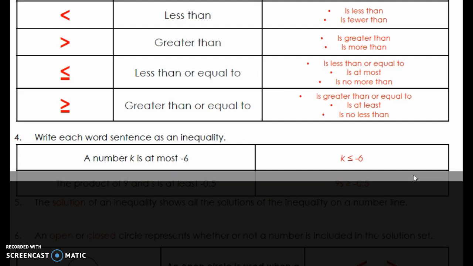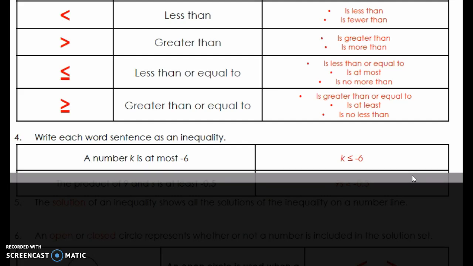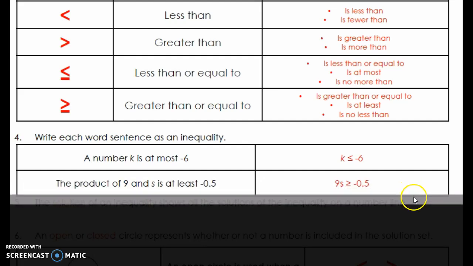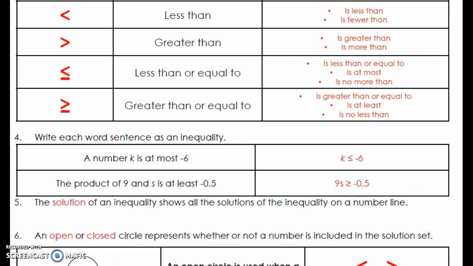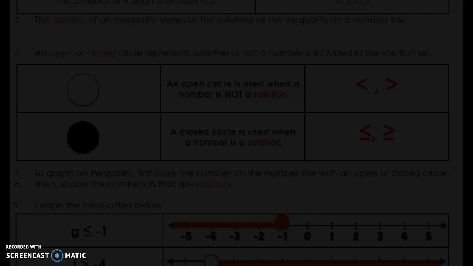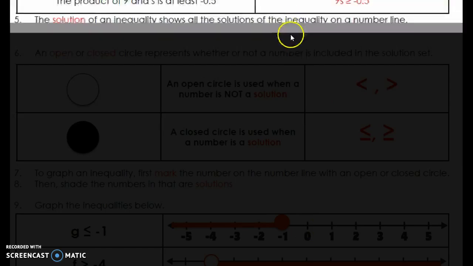The next one says the product of 9 and s is at least -5/10. So 9s is greater than or equal to -5/10. Remember, product means multiply. Hopefully you've had some time to write everything down. I'm going to move on.